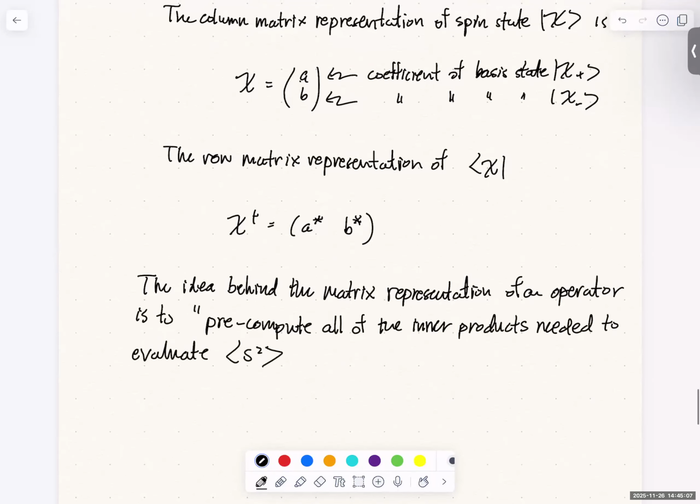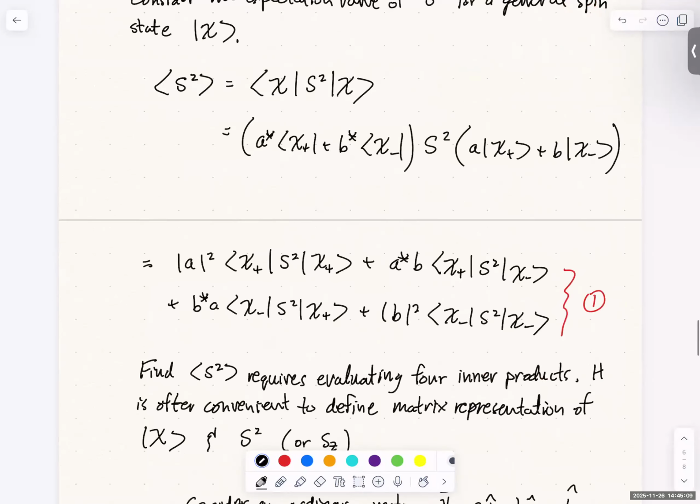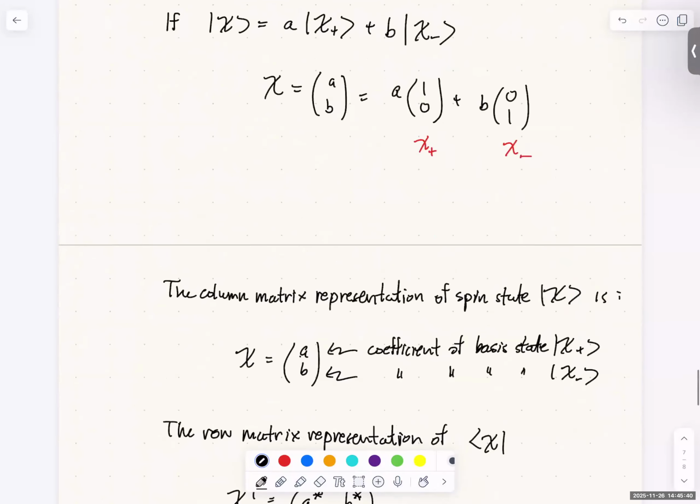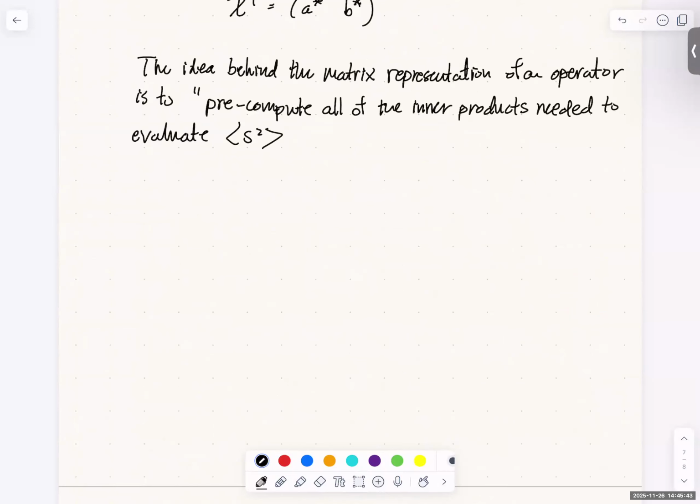Okay, let me remind you of equation one here. In equation one, we calculated the expectation value of S squared using the really standard method, and we found that in general, for our basis that has only two states, we have to calculate four different inner products. All right, so we're going to try to build a matrix that has these inner products as its elements.